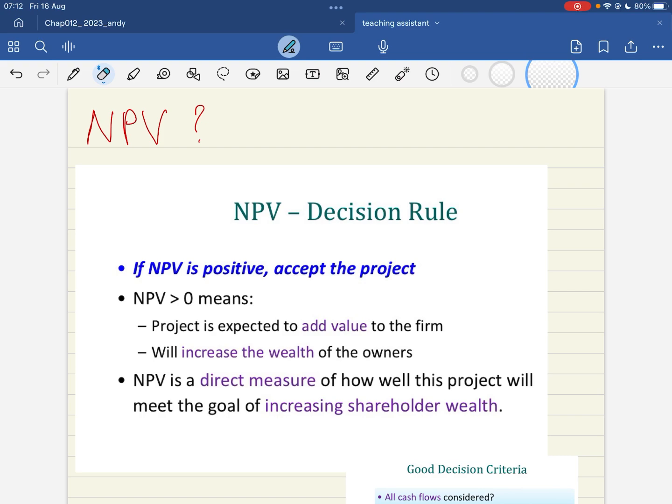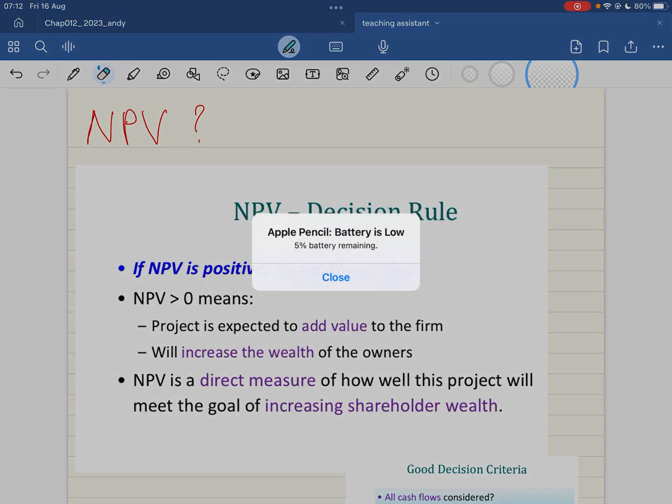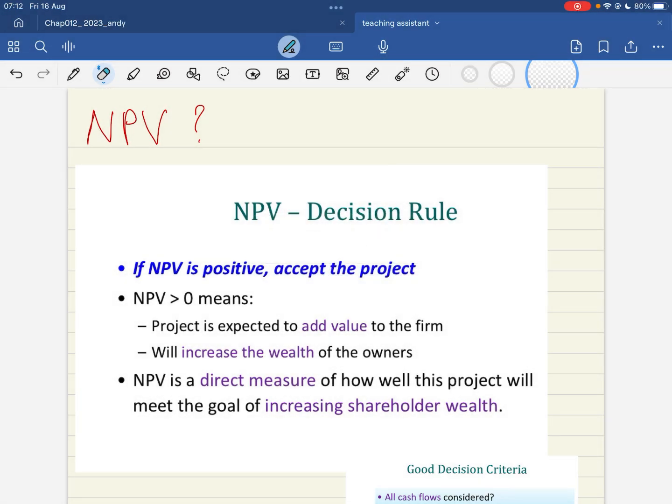NPV, net present value, is indeed the first investing strategy that we're going to study today. So the NPV decision rule is that if the NPV is positive, we accept the project. An NPV larger than 0 means that the project is expected to add value to the firm, and it will increase the wealth of the owners.